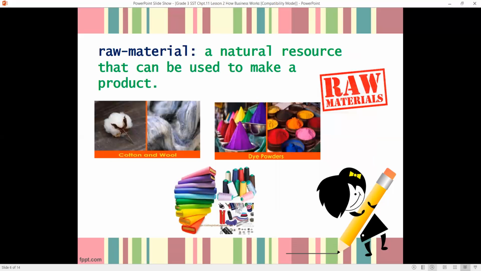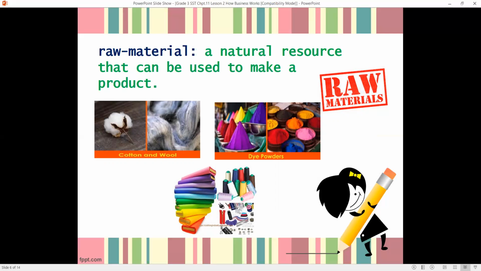The next word is raw material. What is raw material? Raw material is a natural resource that can be used to make a product. For example, you can see there are two raw materials over here. This is wool and this is cotton. Now this raw material, cotton, is got from trees, right? This raw material wool is got from the hair of the sheep. The hair of the sheep is called wool. So these are raw materials got from sheep and from the plant.